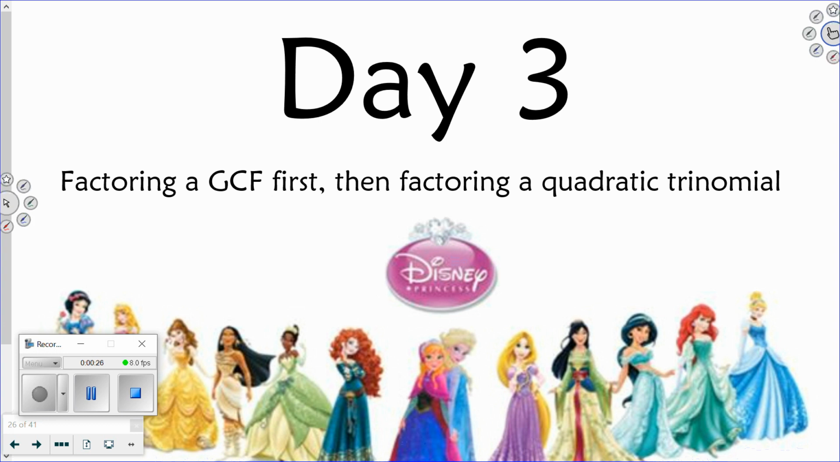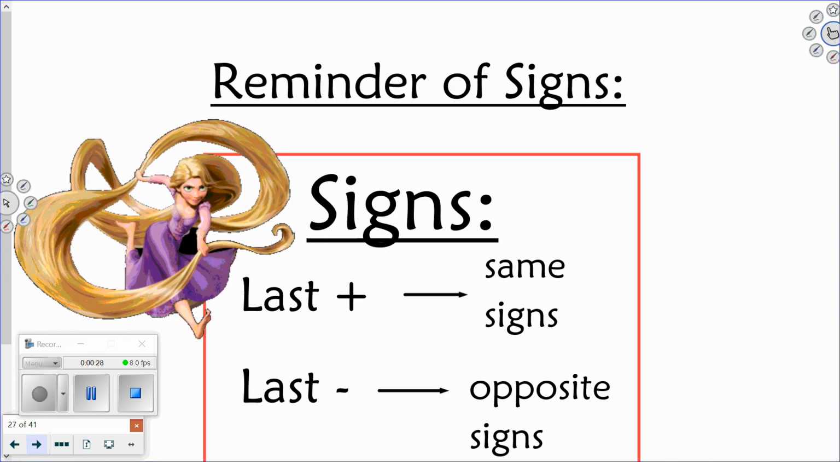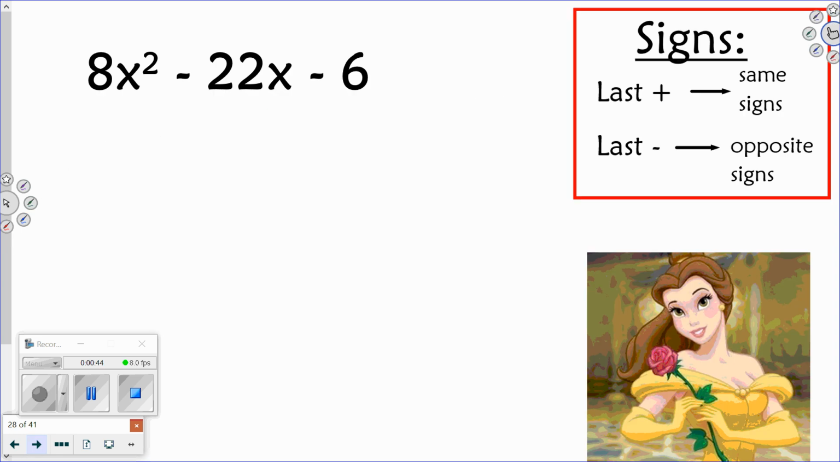we kept going. Just a reminder of our signs, because if we don't know our sign rules, everything gets a lot harder. So remember, if that last one's positive, you multiply to get a positive, it's either 2 positives or 2 negatives. To multiply to get a negative, it's got to be 1 plus and 1 minus. Just a reminder of those. All right, so here we go.